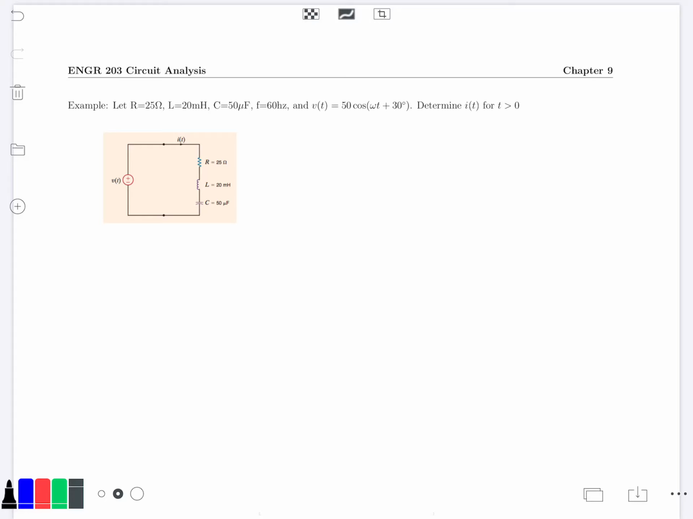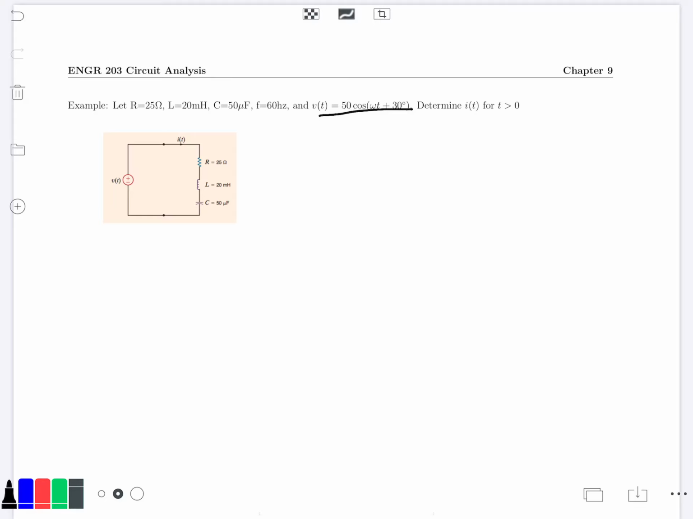Let's do a problem that I think is a little more interesting. Here we have an RLC circuit, an RLC AC circuit. Our source here is 50 cosine(omega t plus 30).